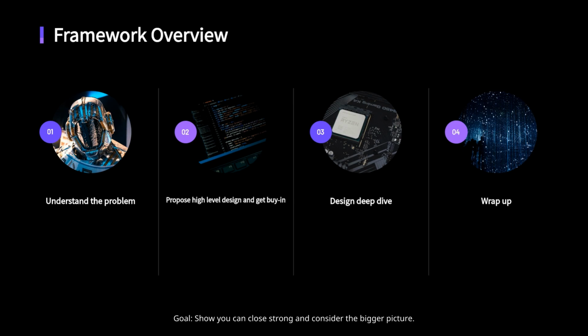4. Wrap-up. Goal: show you can close strong and consider the bigger picture. Example wrap-up: to summarize, the system has a RESTful API that triggers feed generation. We optimize with Redis caching, media via CDN, and follower data sharded across regions. We use pre-computed ranked feeds for high-scale users and fall back to real-time for long-tail users. Next steps could include adding A/B testing and spam filtering layers.